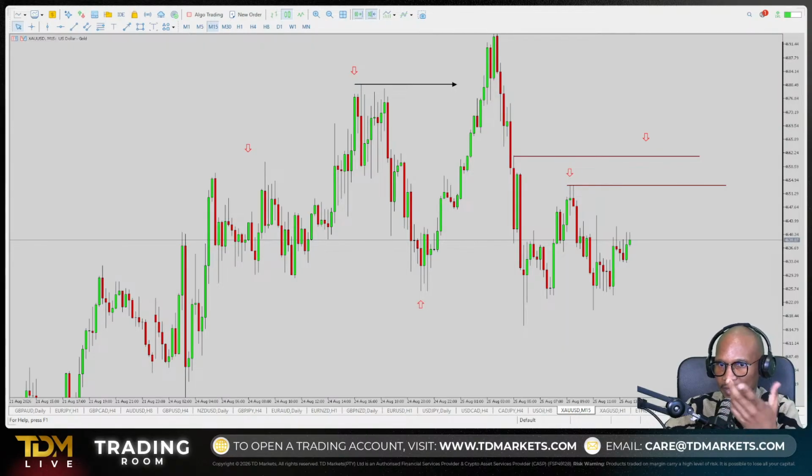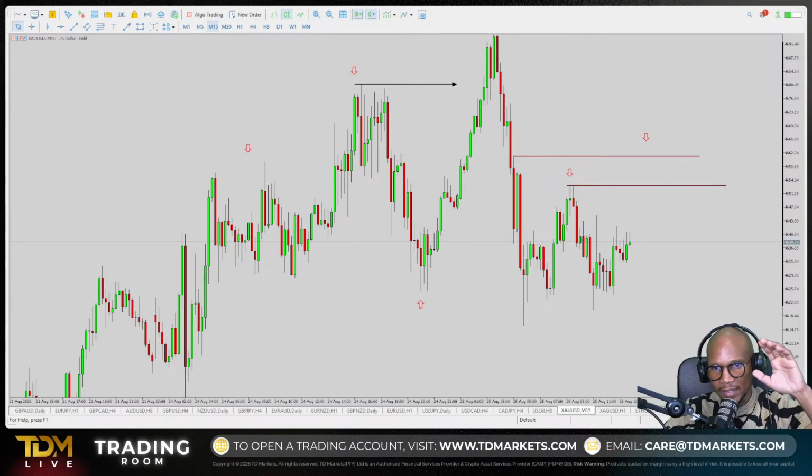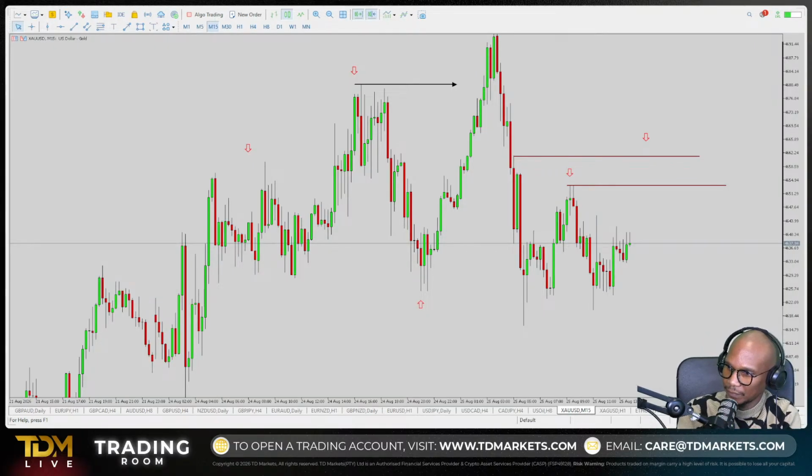You can still do the same thing even if you use the 4 hour for your direction. So using the 4 hour for your bias and dropping down to the 1 hour, M15, whatever you would do there, it would be in line with the 4 hour structure. It's just the same thing, right? You can use different time frames, but it's just the same thing. For me, I want to see the daily, the 4 hour, the 1 hour moving in one direction.